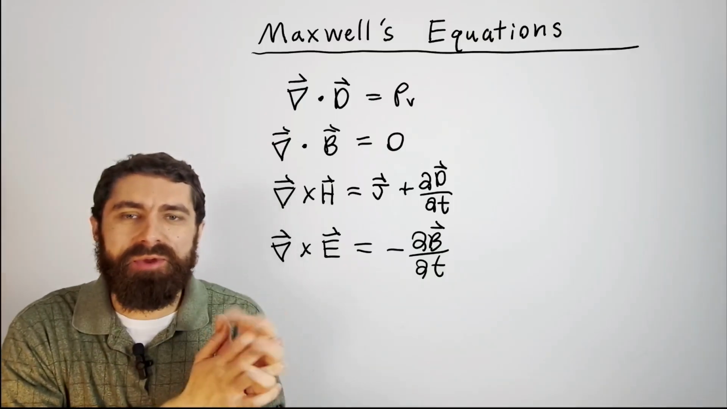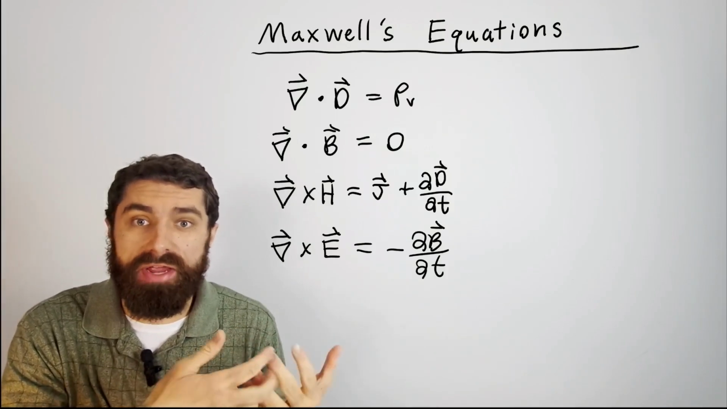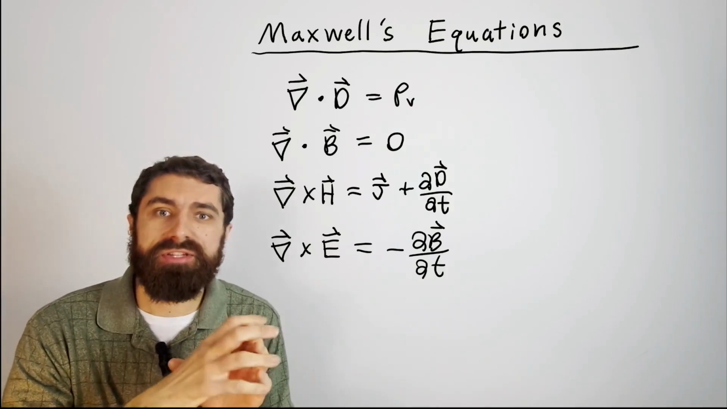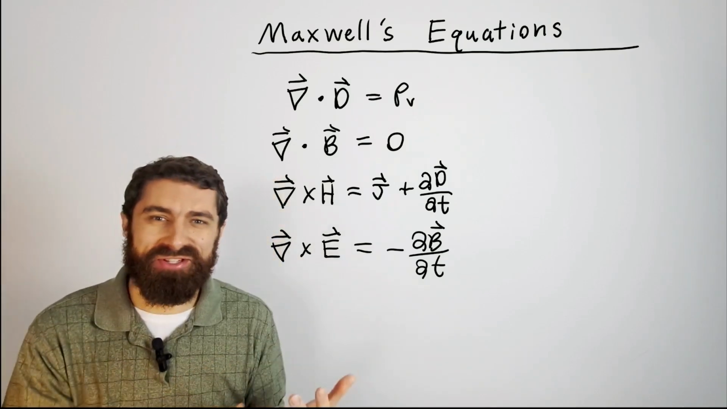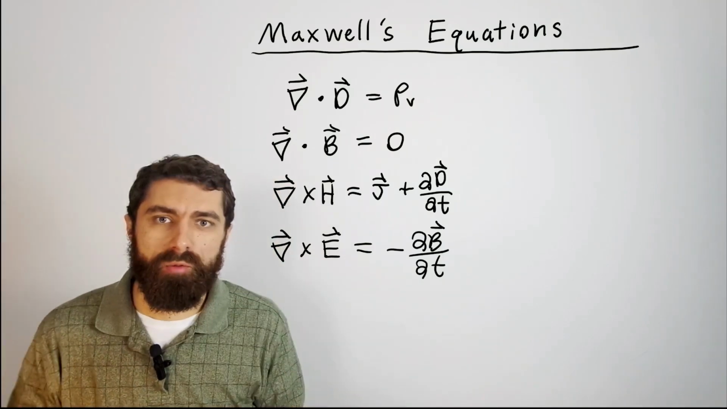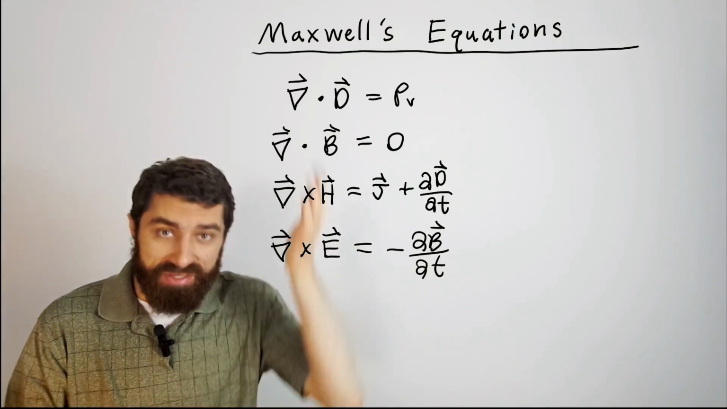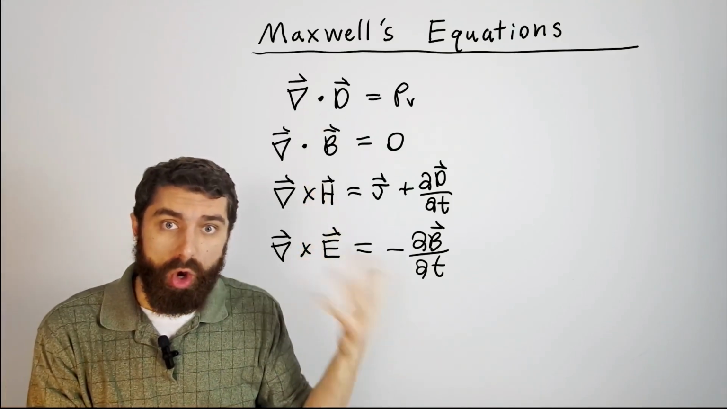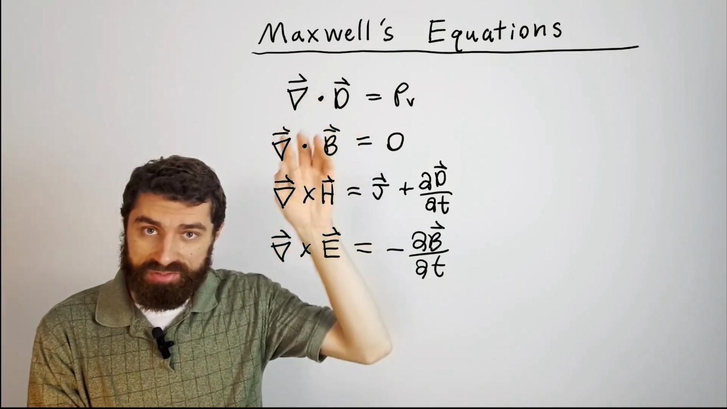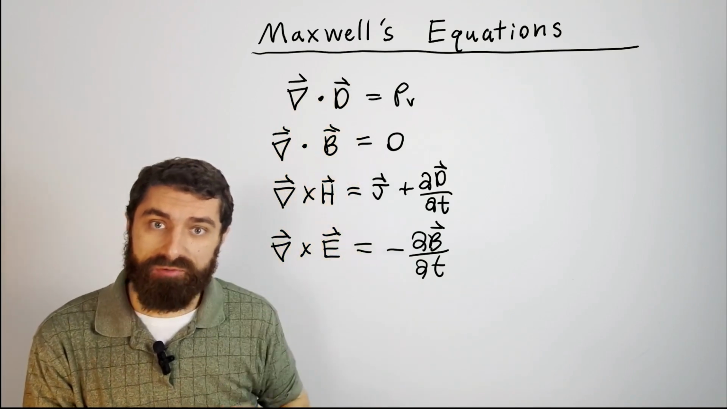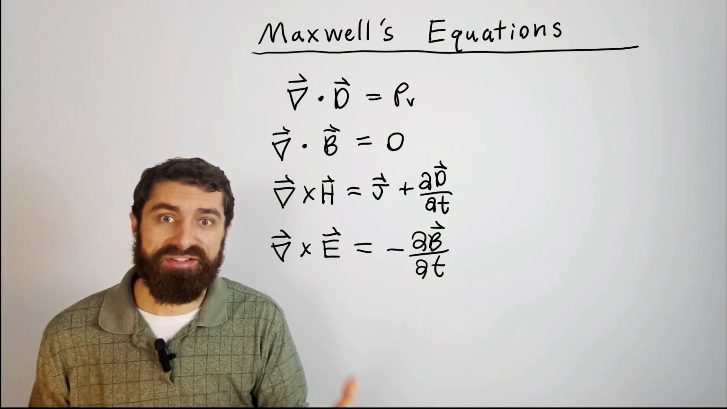All right, so now that we have taken the time to understand what things like curl and divergence mean, we can really start to dig into what all of these Maxwell's equations actually mean. One of the amazing things about Maxwell's equations is that these four equations describe all of electromagnetics. And by taking the divergence and the curl of these four different vector quantities, you can describe any electromagnetics system.